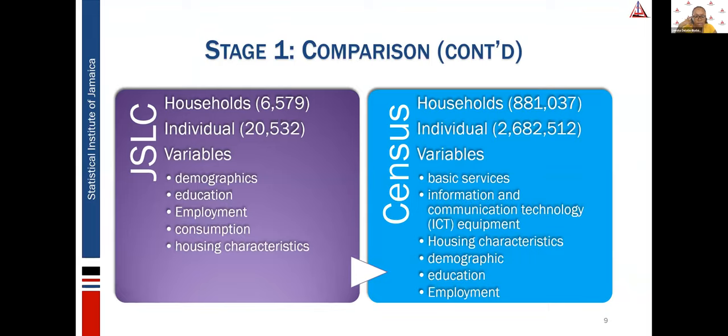So for the JSLC for 2012, we had 6,579 households and around 20,500 individuals. And some of the variables collected in the JSLC include demographics, education, consumption, and housing characteristics. For the census, we have about 881,000 households and 2.7 million people in Jamaica as at census 2011. And those are the general categories of variables that were collected in our 2011 census. So you can see that there is some level of overlap in terms of the information that is captured in both surveys.